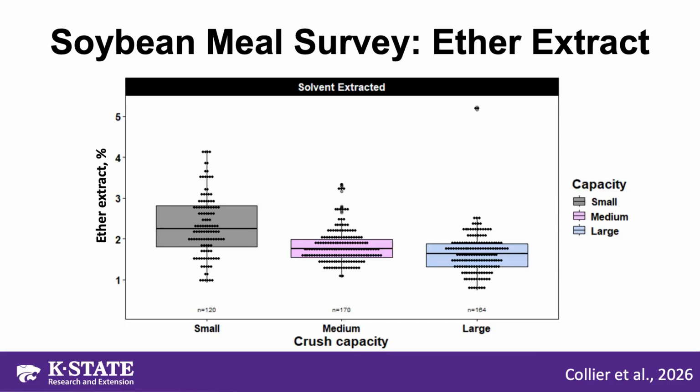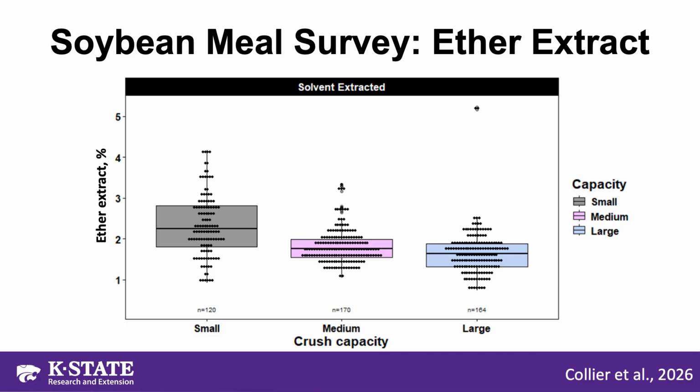However, it gets a little bit more interesting when we begin to break this down by the crush capacity size. We can see here that we actually appear to have a lower ether extract percent in those medium and larger crush plants than those small crush plants. Now, when looking into this data, I think that this could partially be driven by the actual age of the machinery in that plant, leading to differences in their efficiency to be able to extract oil.